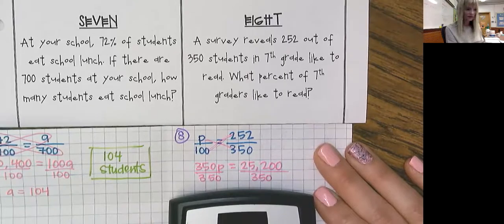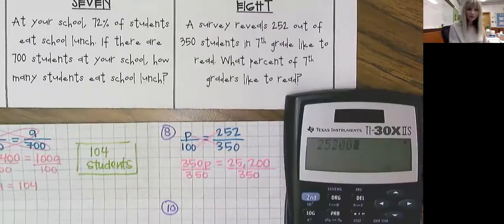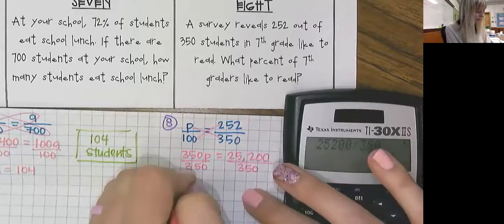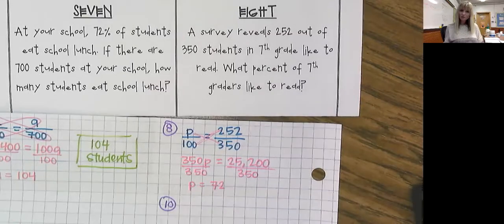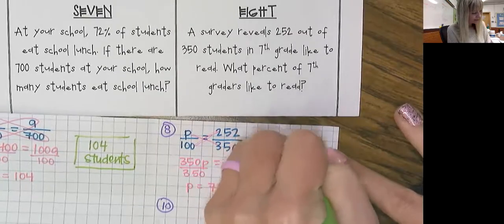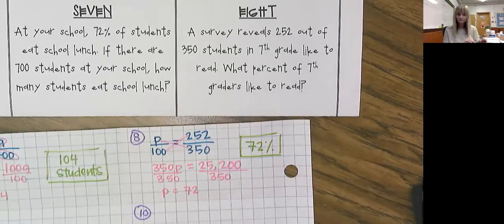25,200. 25,000. You guys can't see that. You guys can't see that either. 25,200 divided by 350 is 72. P equals 72, which means, what did we just find? If that's P, we found a percent. 72% of those 7th graders like to read.